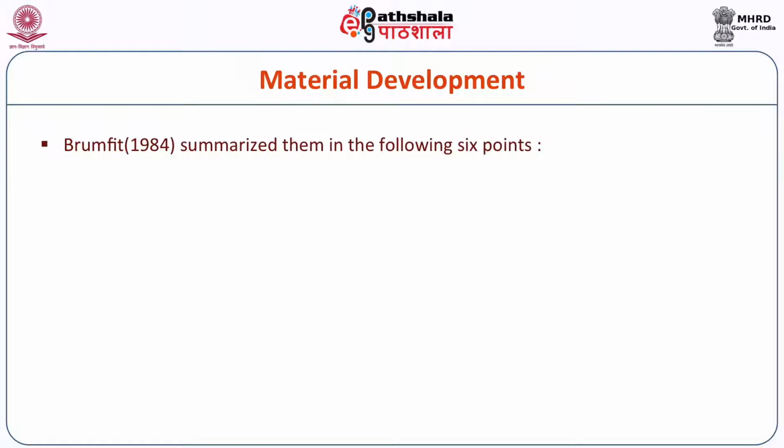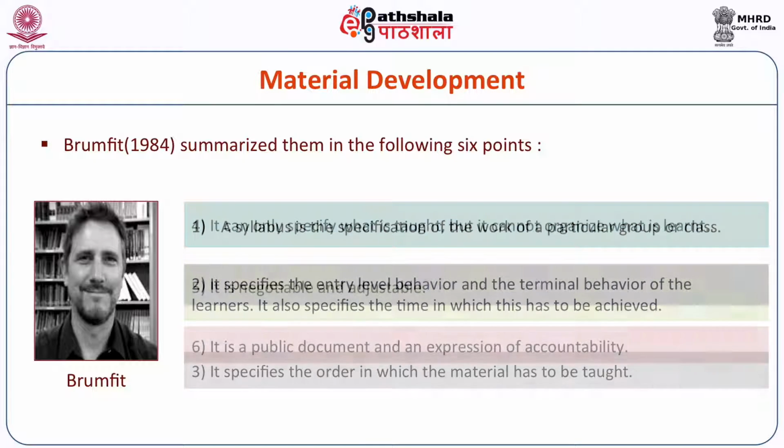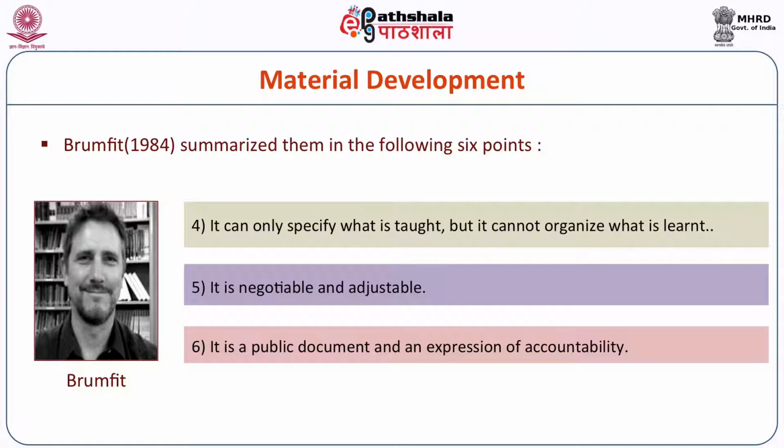Now, Brumfit summarized all these things in the following 6 points. Number 1, what is the syllabus as a teaching material? The syllabus is the specification of the work of a particular group or class. Number 2, it specifies the entry-level behavior and the terminal behavior of the learners. It also specifies the time in which this has to be achieved. Number 3, it specifies the order in which the material has to be taught. 4, it can only specify what is taught, but it cannot organize what is learned. 5, it is negotiable and adjustable. 6, it is a public document and an expression of accountability.